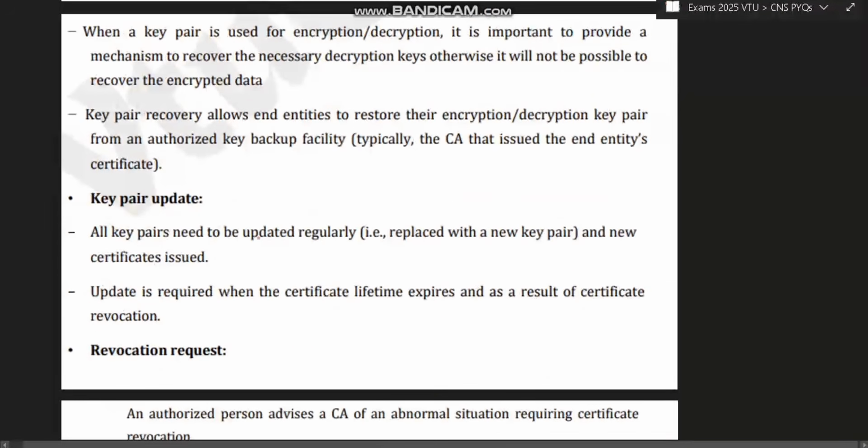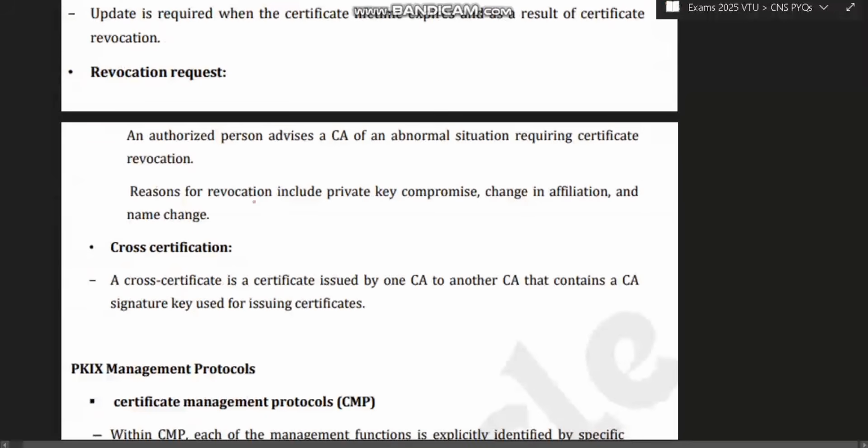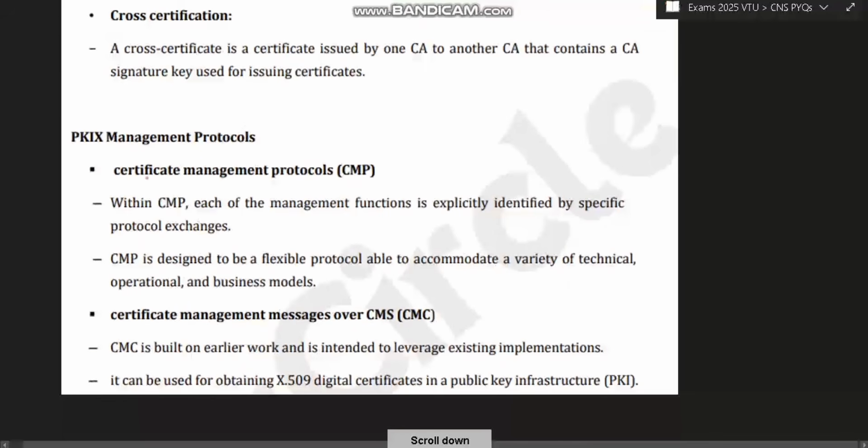Next, key pair update. If you want to update it or replace it with a new key pair, we can do that. Revocation request, if any certificate is abnormal or it has expired, we will be requesting a revocation of it. And cross certification, a CA will be certified by another CA, and they will be cross verifying each other. Okay, means validating the validity of each other. Okay, and for that we have some protocols. First one is the certificate management protocol to manage all the things related to certificates, and certificate management messages over CMS to send and receive the messages. Whatever information is to be exchanged between the certificates is done by this protocol.